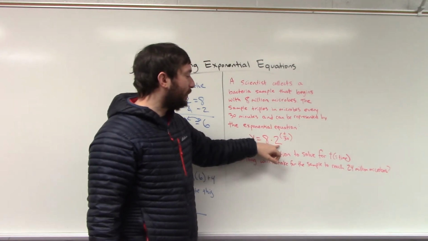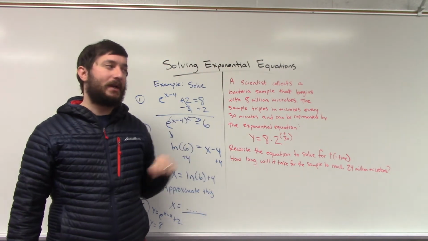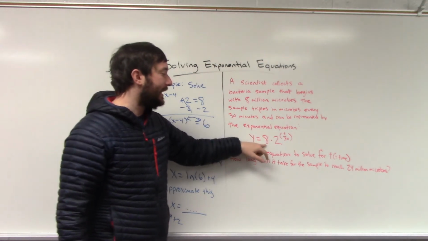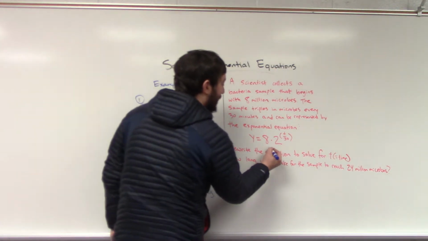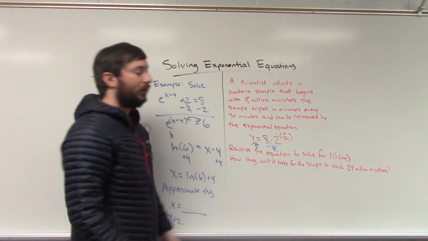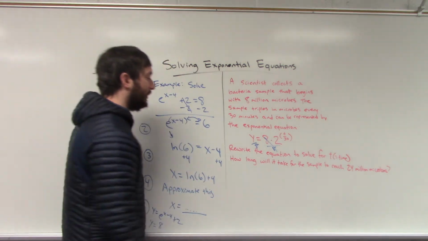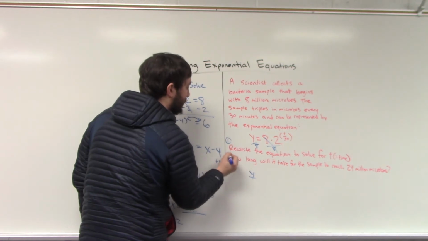But we want to get the simple base and exponent by itself. 2 is the base. T divided by 30 is the exponent. We want to get rid of the 8. In this case, we're going to need to divide by 8 on both sides in order to get the base and exponent by itself. So this is like question number 1 here. We're going to come back to question number 2 shortly.